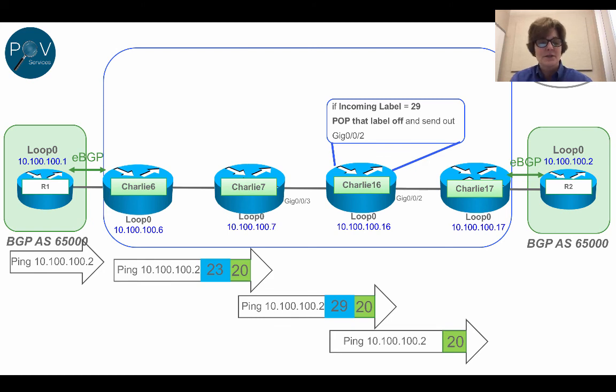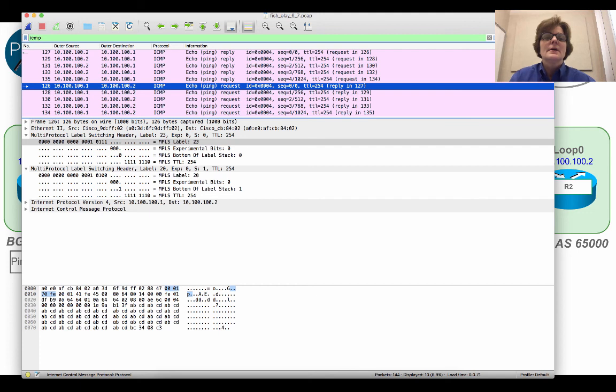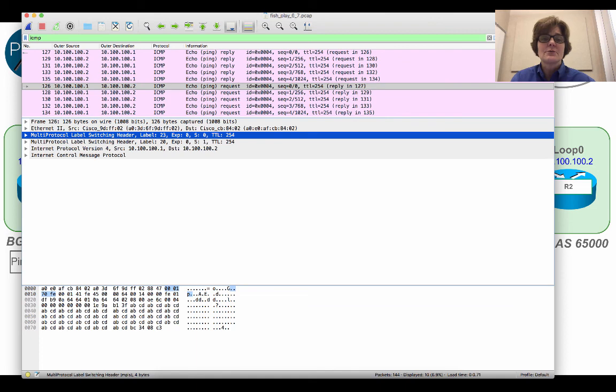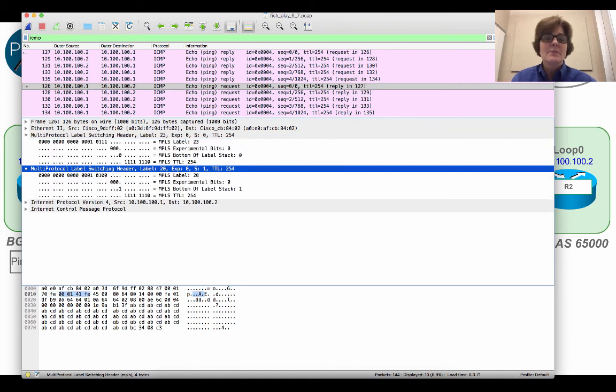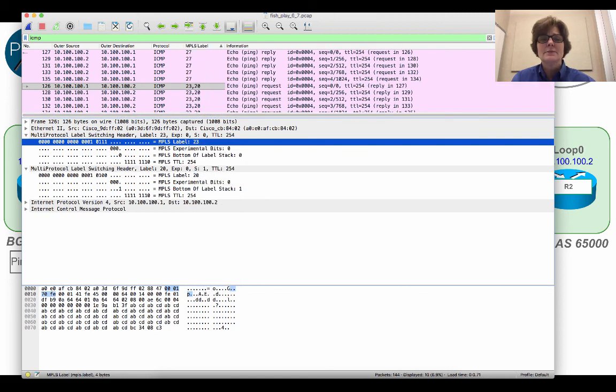Let's go look at the sniffer trace. So let's do an ICMP. And what we see is the ICMP going from 10.100.100.1 to 10.100.100.2. Now we know that this is actually in between, and we can see the labels down here. Now, I love Wireshark, it's 23 and 20, but I don't like seeing the labels this way. I much prefer seeing the labels this way. So we're going to go ahead and apply as a column.